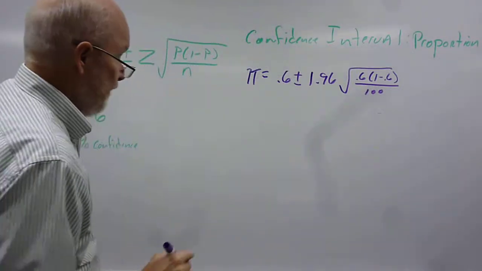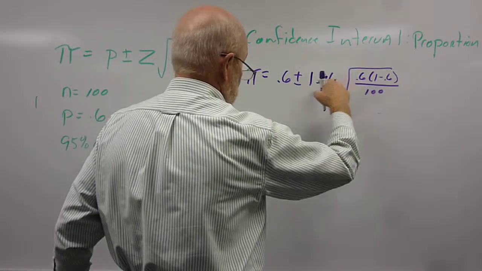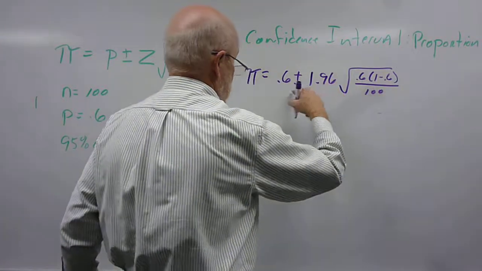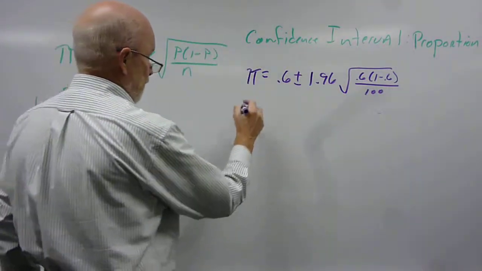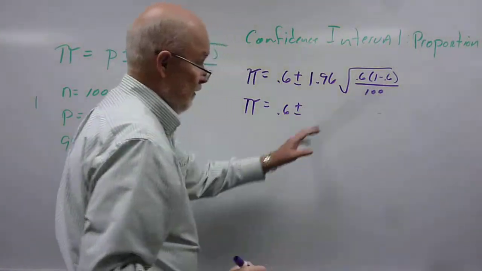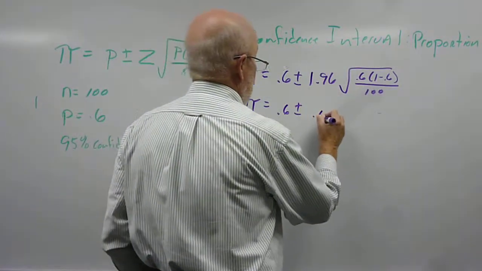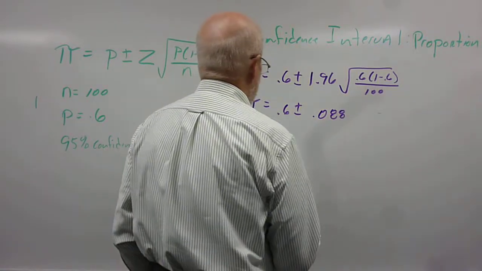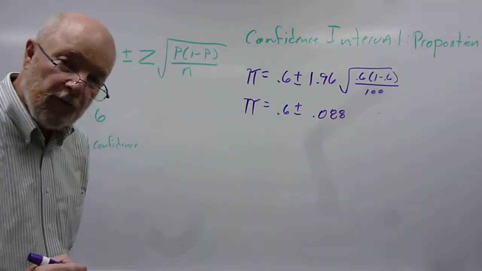We do the math, and we solve for this first, and then we multiply this times this, and we do the adding and subtracting, and we'll find that pi is equal to 0.6 plus or minus, we do all the math here, we're going to get 0.088. And then we can develop our confidence interval for this proportion.